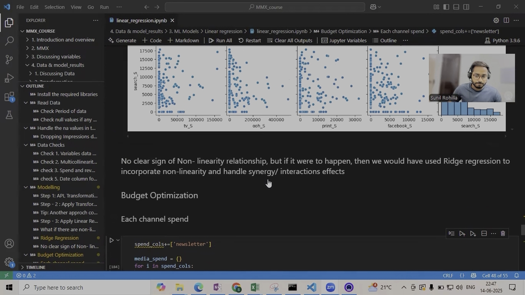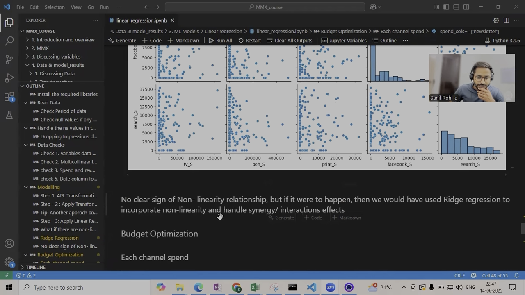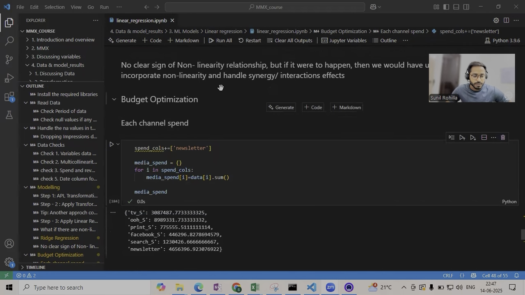So, in the last video, we discussed up to this point, where we were discussing ridge regression. And continuing from this point, I'll start with the budget optimization, because at the end, the objective of the MMX course is to allocate the budget to the most efficient media channels, right?